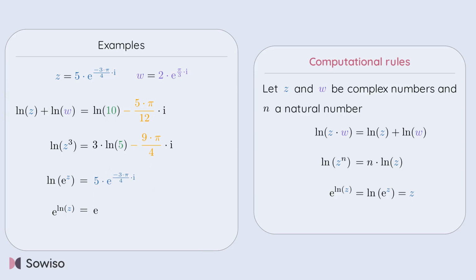We can also show that e to the power of the logarithm of z is equal to z. Using the rule again, we get 5 times e to the power of negative 3 pi over 4 times i.